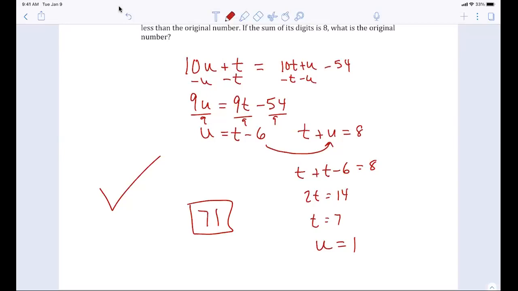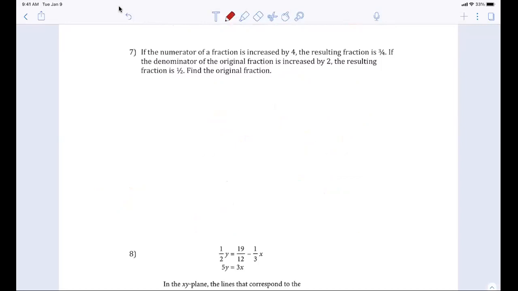Good. How did you get 71? The tens digit is 7 and the units digit is 1, so it must have been 71, right? Yeah, I got that. All right, here we go. If the numerator of a fraction is increased by 4, the denominator stayed the same, so that was 3/4. If the denominator is increased by 2, it's 1/2. All right, so now here I told you the best thing to do is cross multiply.